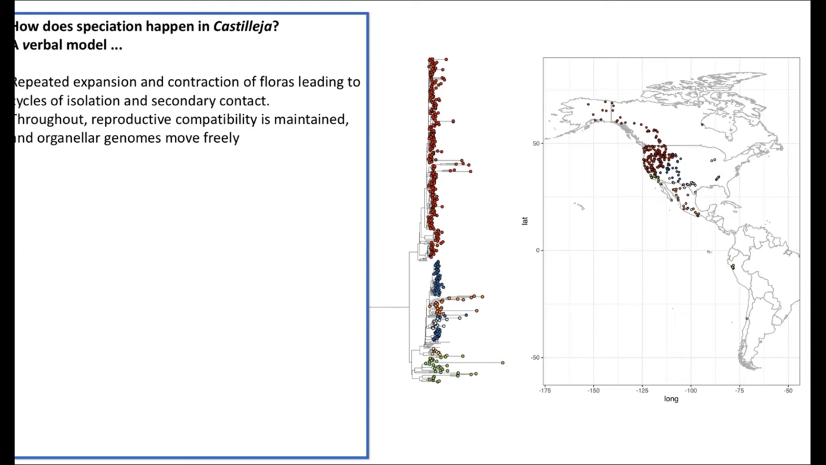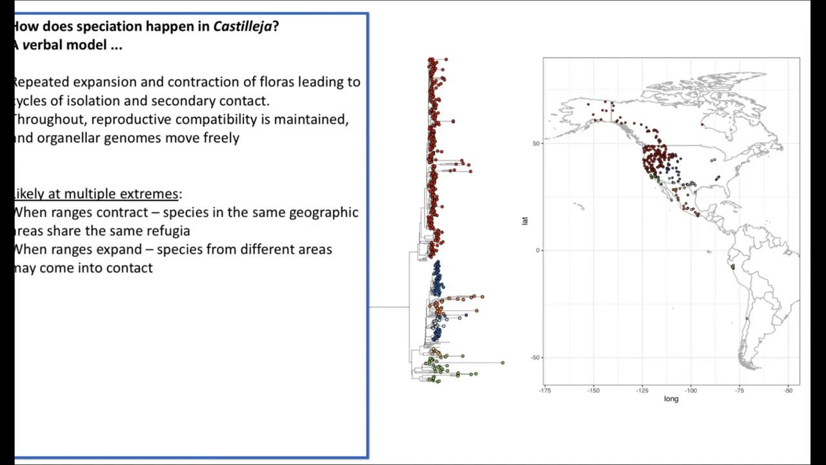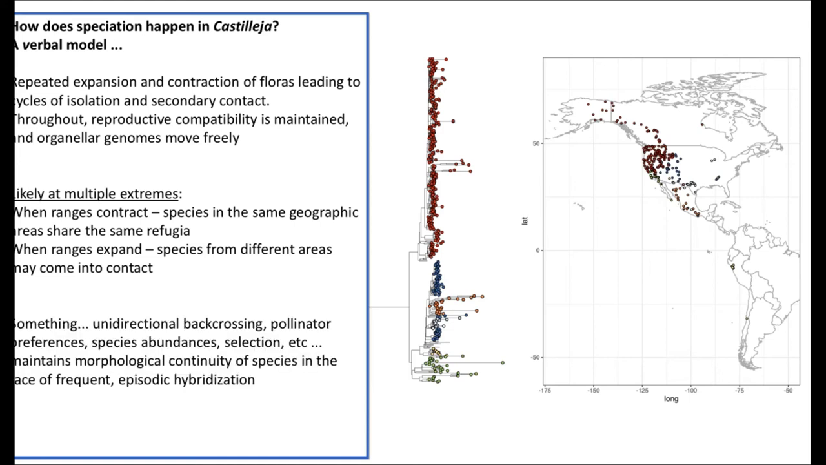And because that reproductive compatibility was maintained, the genomes, particularly the organellar genomes, were allowed to move freely throughout these expansion and contraction cycles. And this probably happened at multiple extremes. When the ranges were contracted, species from the same geographic areas most likely shared the same refugia, and they were exchanging genes. But then as the ranges expanded, species from different areas came into contact, and again, they were exchanging genes. At the same time, something is maintaining the morphological continuity of these species.